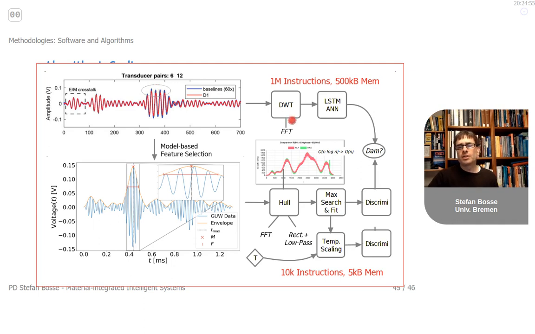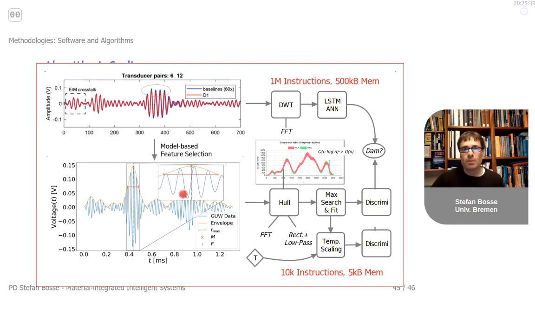And initially we used discrete wavelet transform to get features from the signal and a relatively complex state-based long short-term memory artificial neural network to detect the damage from the time series prediction. We required about 1 million instructions and 500 kilobytes of memory. Then my colleague Christoph Bolle investigated it by physical modeling and identified that the peak value and the width of the hull of the peak, here you see, and its position on the time scale is enough to identify a damage. Yeah?